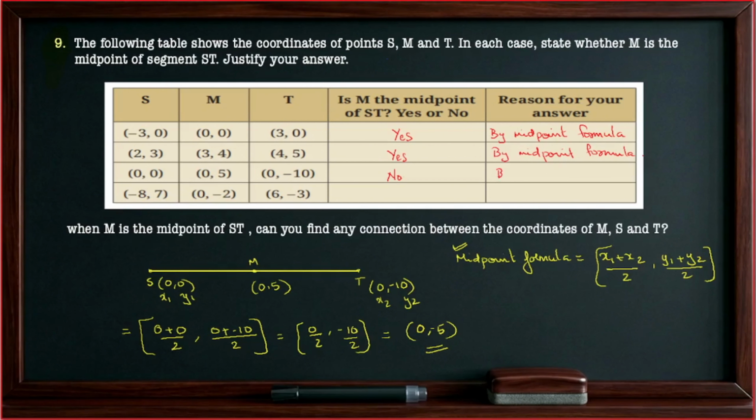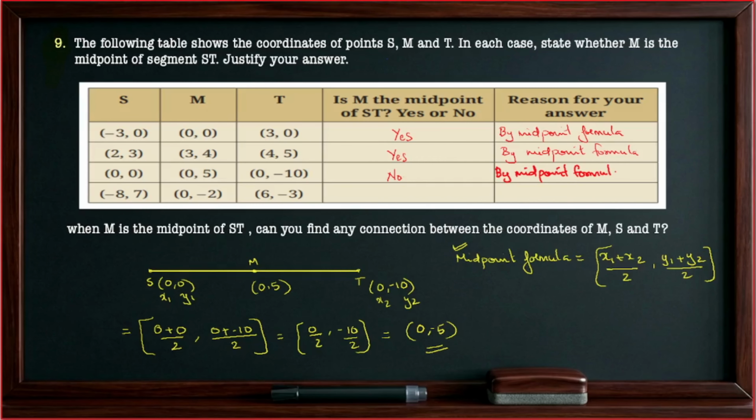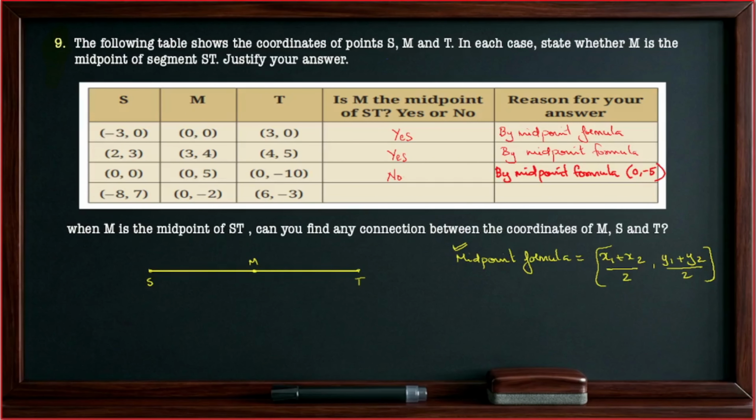Again, how? By midpoint formula. And you can write the answer that you're getting over here. Okay, now let us do the fourth part. The coordinates of S is given as minus 8, 7. Midpoint M is given as 0, minus 2. And T is given as 6, minus 3.